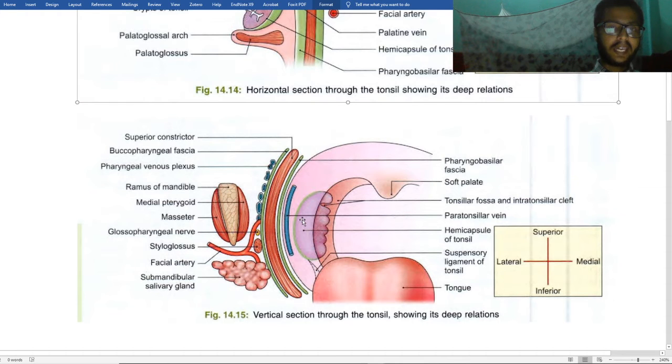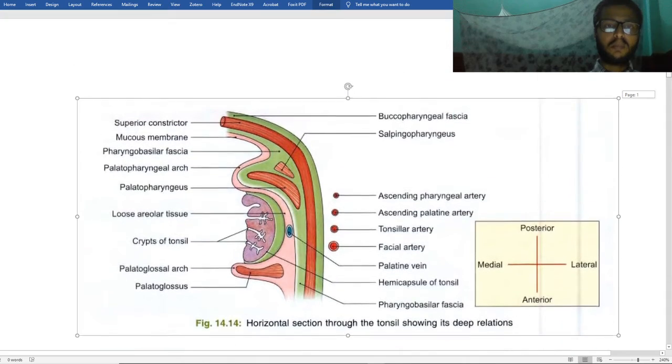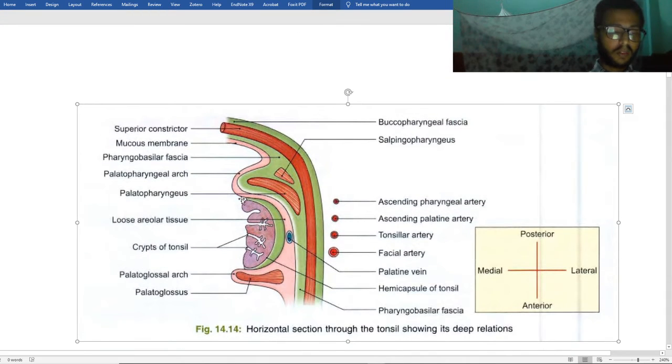Regarding the bed of the tonsil, let's discuss what forms the bed of the tonsil. I already told you, the pharyngobasilar fascia. This pinkish color is not pharyngobasilar fascia, it is actually the mucous membrane. This greenish color is the pharyngobasilar fascia. Then the superior constrictor muscle.